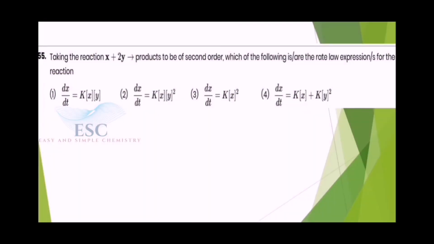Taking the reaction x plus 2y gives rise to product to be a second order. Which of the following is the rate expression for the reaction? Here it is simple. To write the rate of reaction, take the concentration of the reactants to the power of the number of moles.